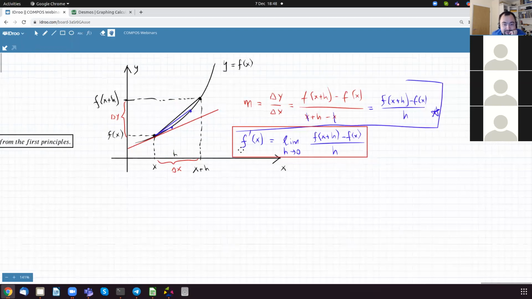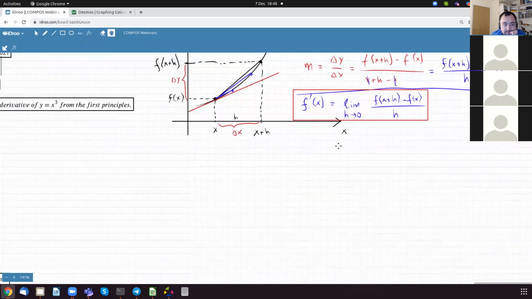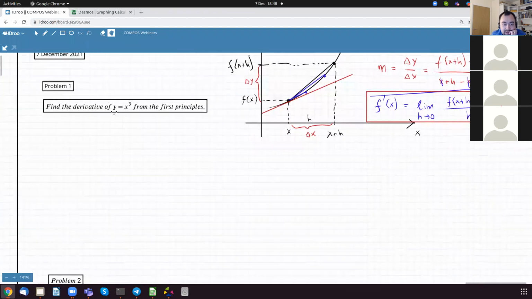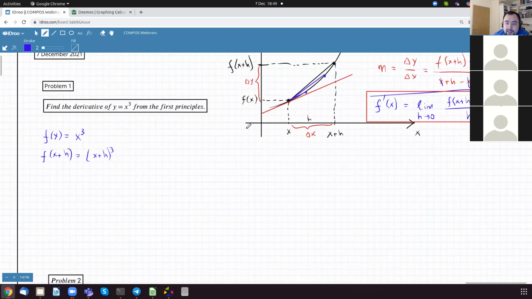And let's use that definition to find the derivative of x cubed from the first principles. So what we do is we say f of x is x cubed, of course. We also need f of x plus h, which is, of course, x plus h cubed. And let's plug it in.